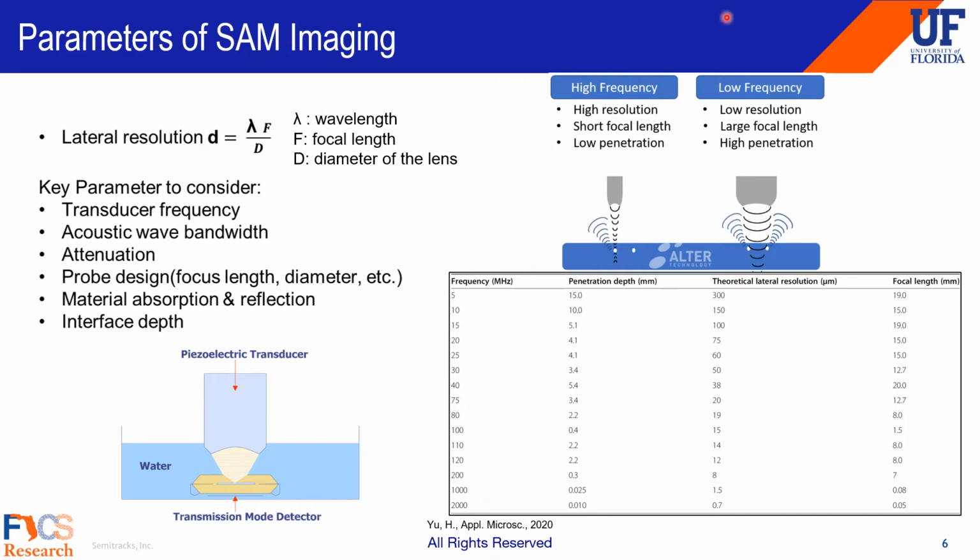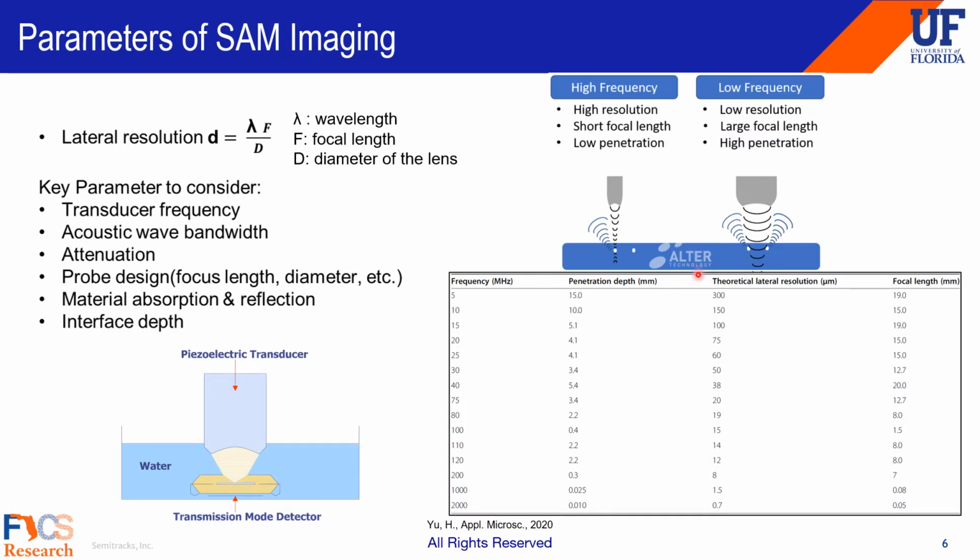Here we have the relationship of the frequency and other parameters. High frequency will have high resolution but short focal length and low penetration. Low frequency is vice versa.